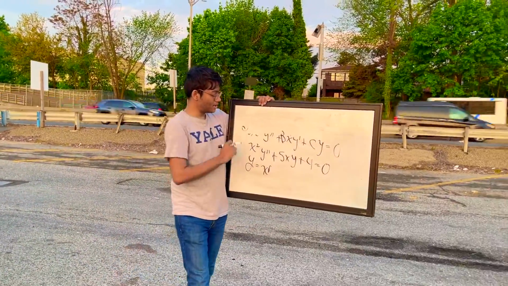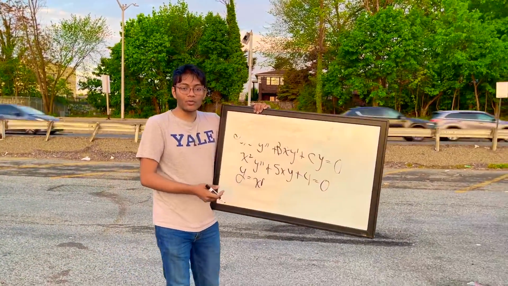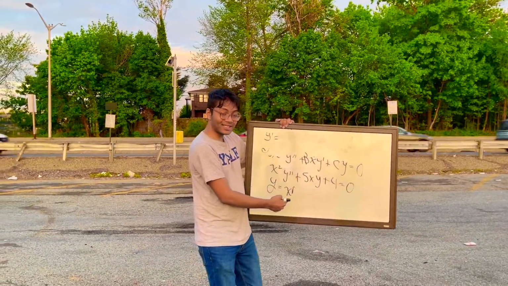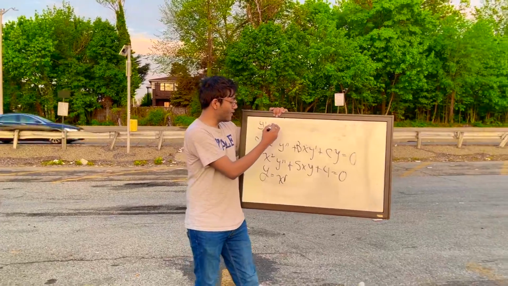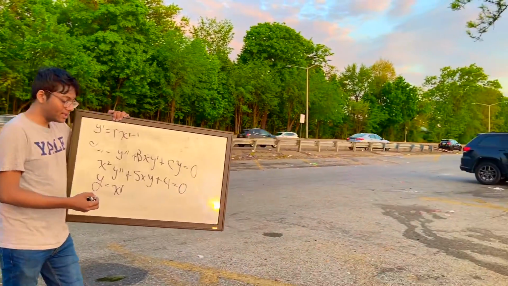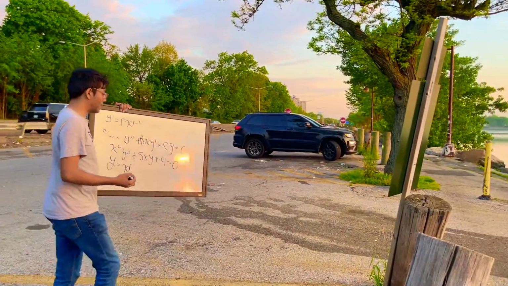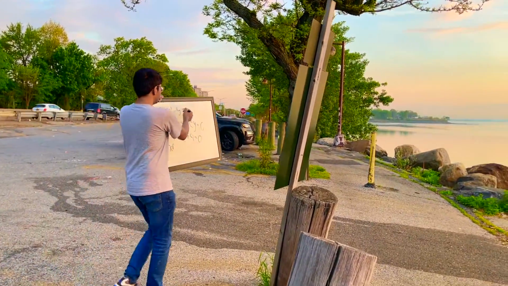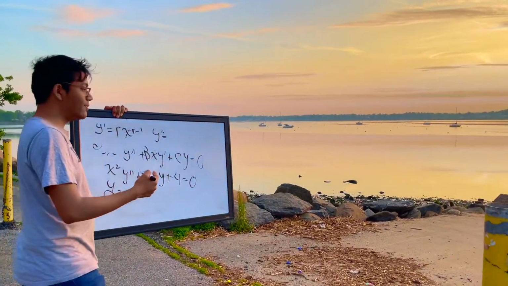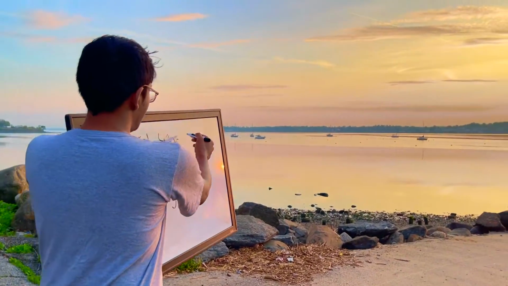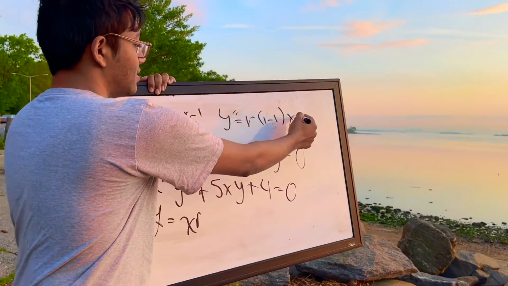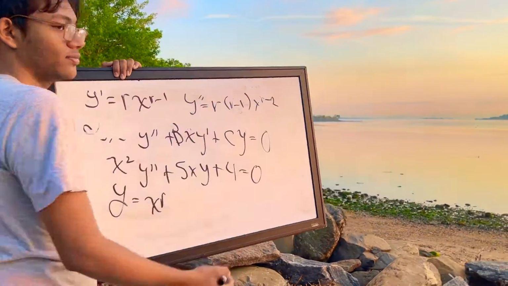If I differentiate x to the r for y, I'll get that y prime is equal to r x to the r minus 1. It's just basic power rule. And then you differentiate again, and you should get y double prime is equal to r times r minus 1 x to the r minus 2. And then we're going to substitute that back into our differential equation.